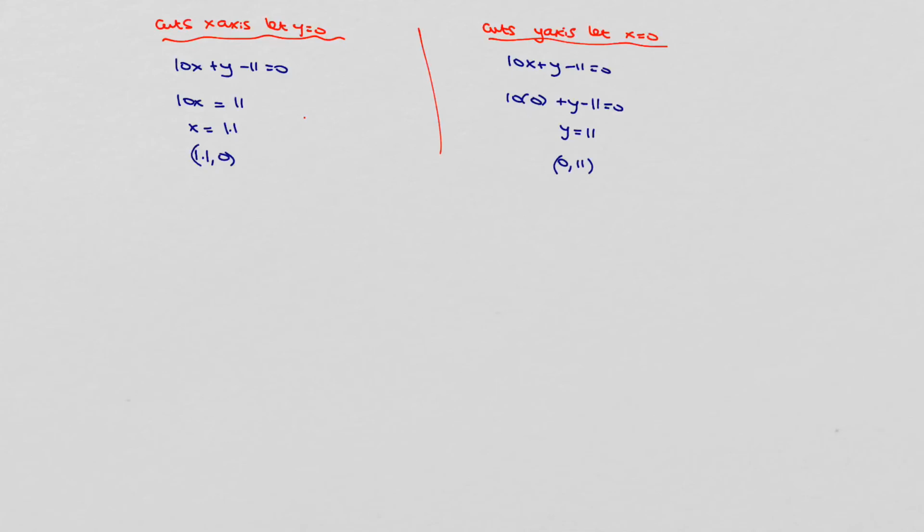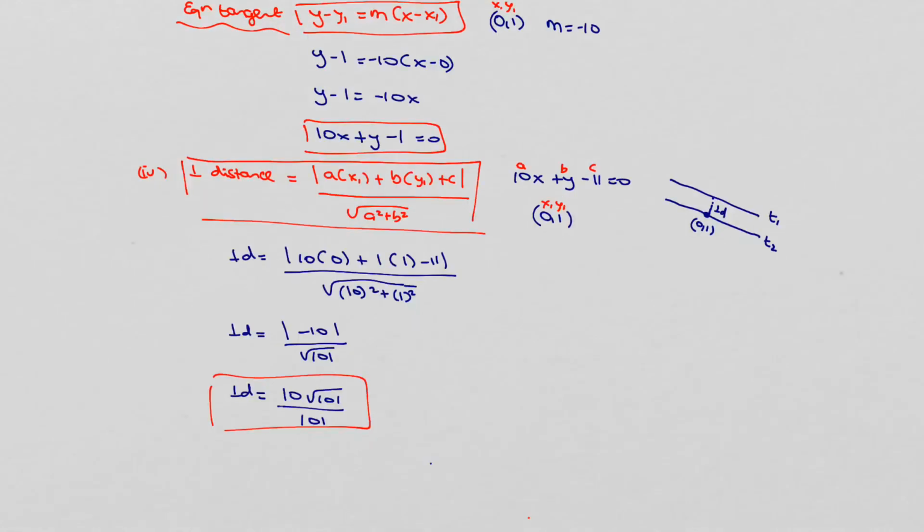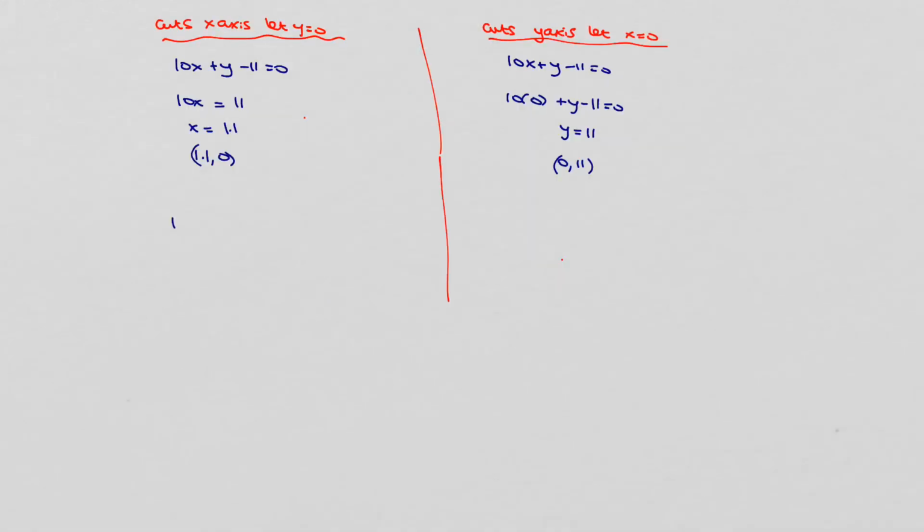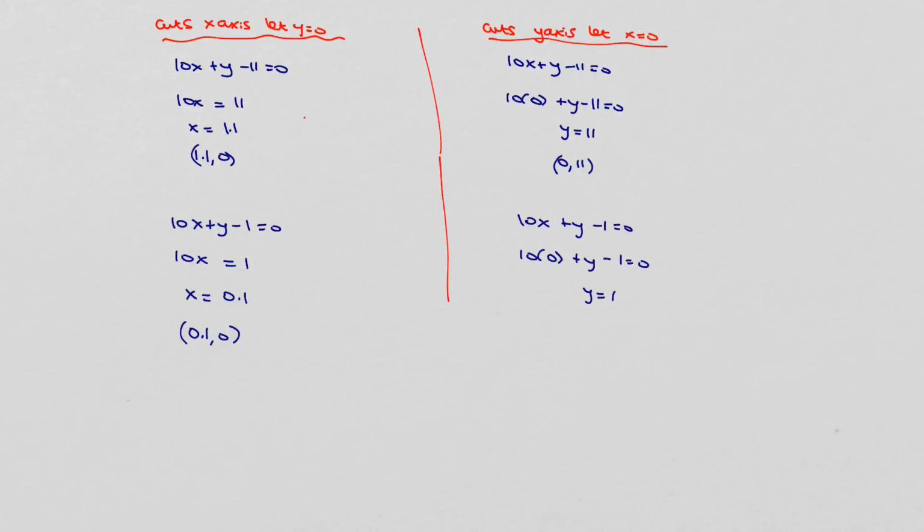And then if I do the same for the second line, well, the second line was 10x plus y minus 1 equals 0. And if I let y equals 0, that gives me 10x equals 1. If I divide by 10, I get 0.1. So that's out to 0.1 and up to 0. And then if I do the same for letting x equals 0, then I get y is equal to 1. So that's out to 0 and up to 1.